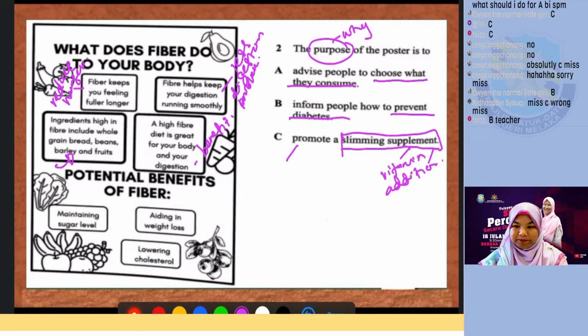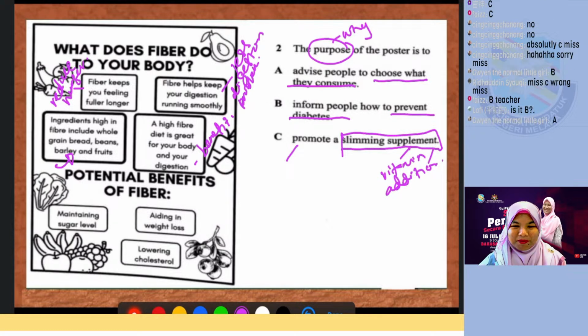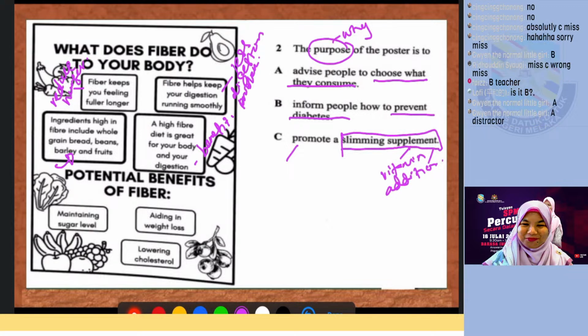What about A and B? Which one will be the distractor? Interesting, Gwen and Faiz choose B. So we have the options of A and B. Let's decide here. Let's go to B, since most of you choose B. Inform people how to prevent diabetes. Gwen, now you change your answer to A. It's okay, we are still discussing. Oh, you think A is the distractor.